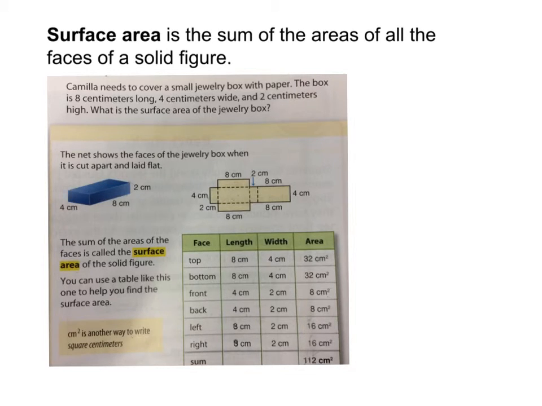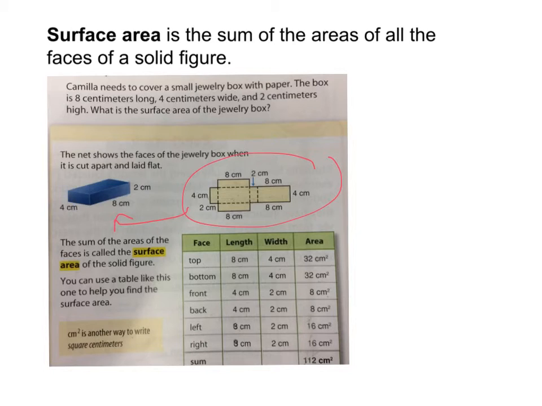So let's look at this problem. Camilla needs to cover a small jewelry box with paper. The box is 8 centimeters long, 4 centimeters wide, and 2 centimeters high. What is the surface area of the jewelry box? Okay, so here they said this net shows the jewelry box when it is cut apart and laid flat. Thumbs up if you're with us so far. So here's the jewelry box in blue, and they made it into a net, right? They cut it apart and laid it flat, and there's all the measurements.